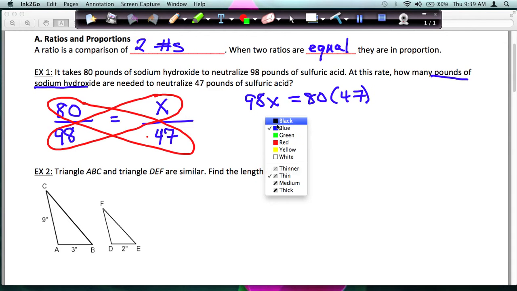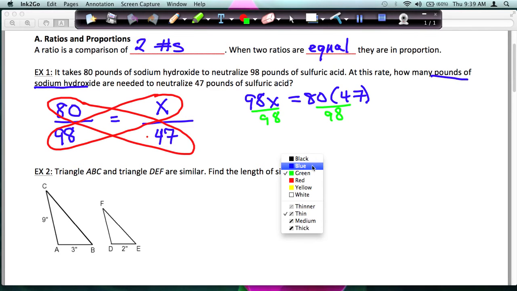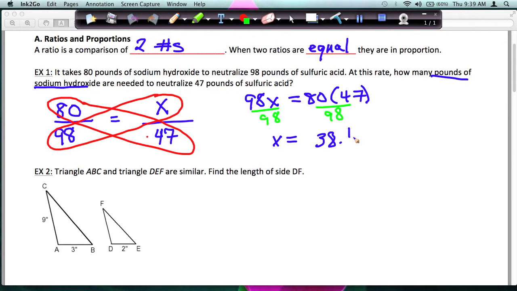To get x by itself, you need to divide both sides by 98. At this point, you should be able to put this into your calculator, 80 times 47 divided by 98, and you should get 38.4, and this is pounds.